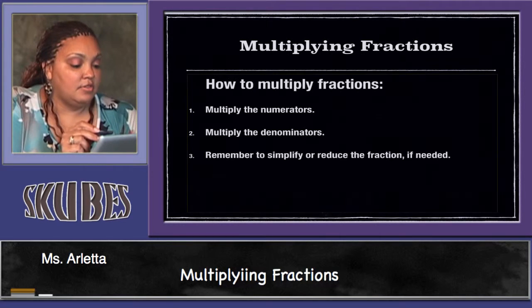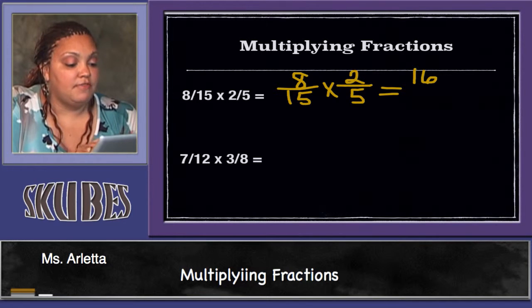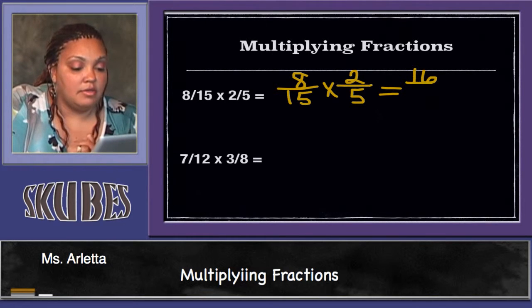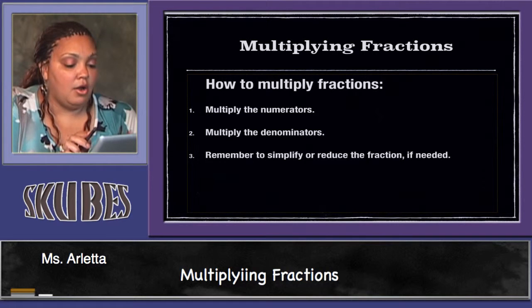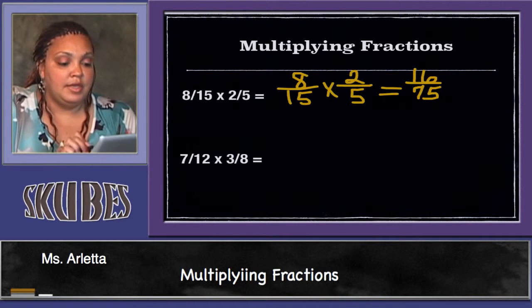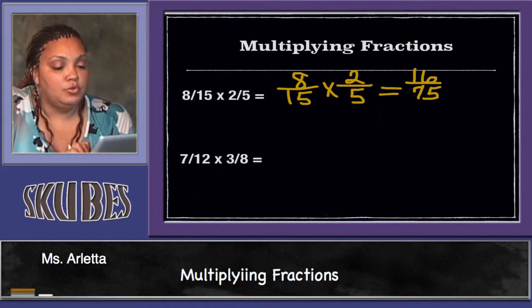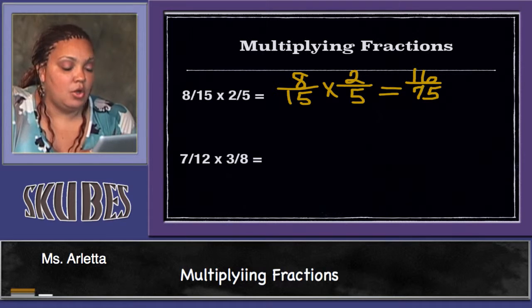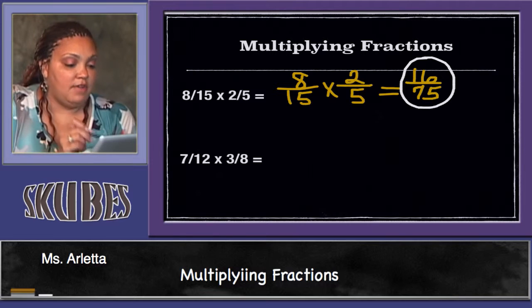The second step says multiply the denominators. Our denominators are 15 and 5. 15 times 5 is 75. And the last step says remember to simplify or reduce the fraction if needed. So you will look at 16 over 75, those two numbers, and you ask yourself the question, do they have a common factor? And in this case, they don't have a common factor. So your answer is 16 over 75.